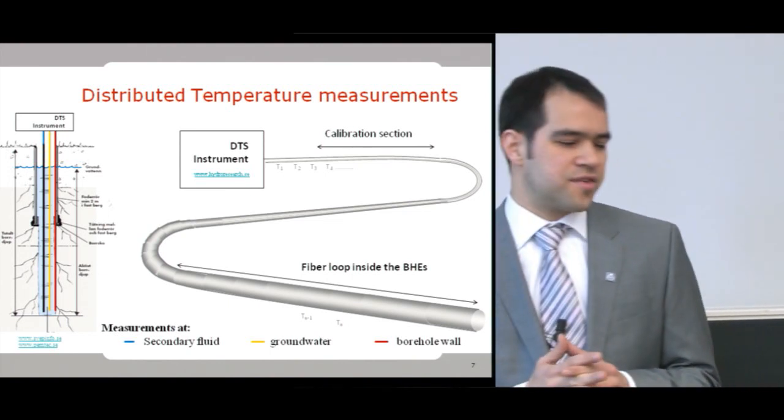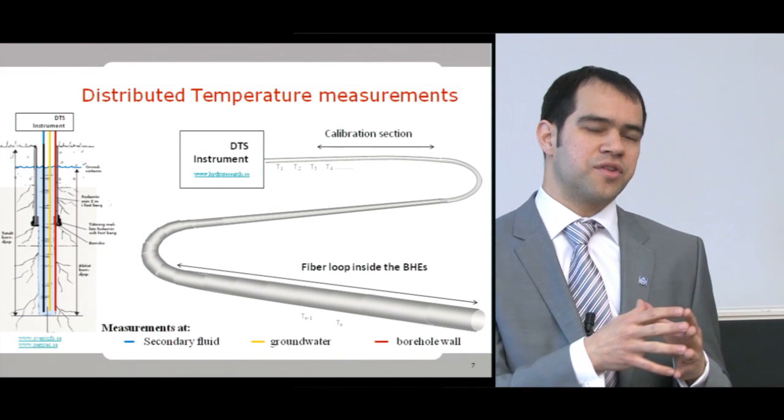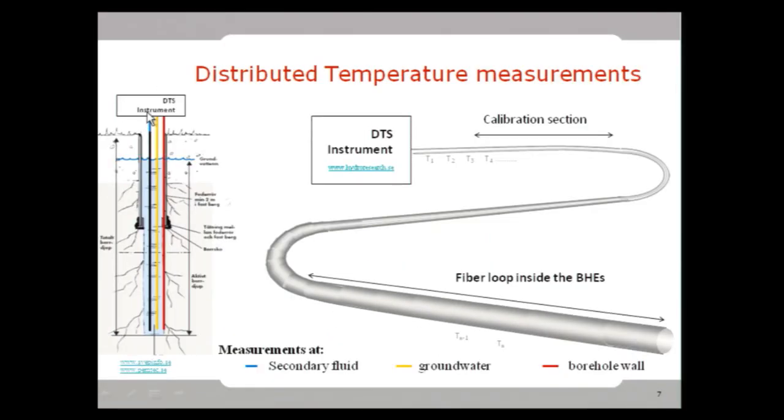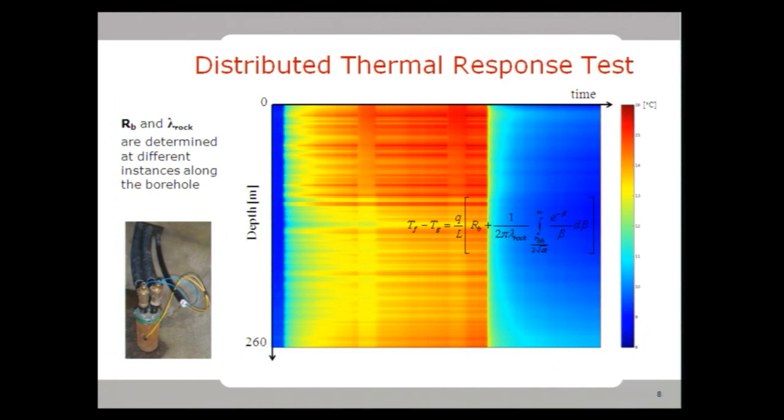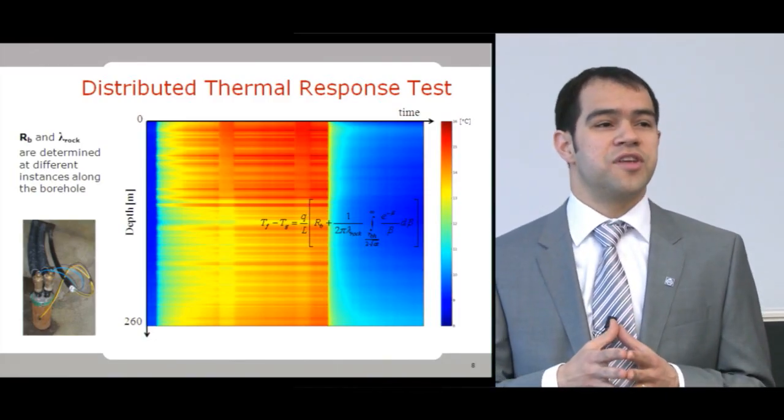The particularity of my tests is that I have not done just a typical response test, but I have instrumented several borehole heat exchangers with optical fiber cables that go inside the pipes, also inside the groundwater, and even in some cases at the borehole wall. And through these fiber optic cables, I connect a so-called distributed temperature sensing instrument, which sends us laser. And as this laser travels, you get some light reflected back, which gives information about temperature. And as this is done, I get the whole temperature profile along the depth for any time instant during the response test. And this I have called distributed thermal response test.